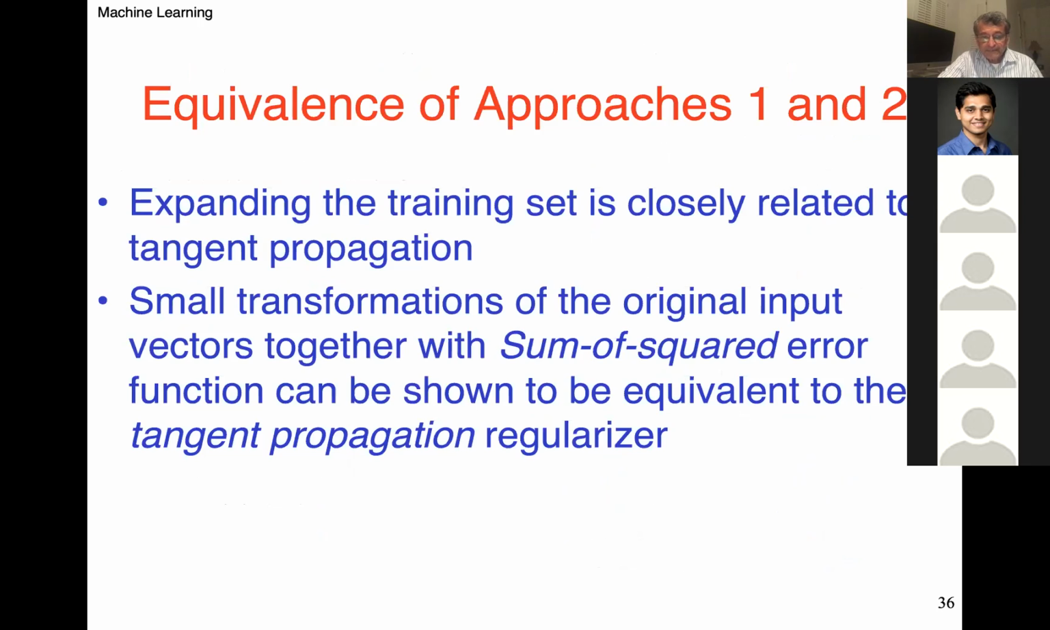And sum-of-squares error function can be shown to be equivalent to tangent propagation. So these are all related methods. That's what's fascinating about it. It's not just arbitrary tricks. Expanding the training set is closely related to tangent propagation.